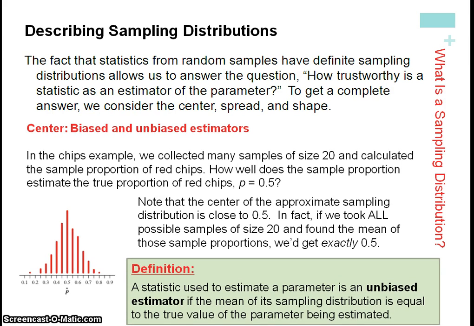Okay, so a statistic used to estimate a parameter is an unbiased estimator if the mean of its sampling distribution is equal to the true value of the parameter being estimated. X bar is also an example of an unbiased estimator. It will always be an unbiased estimator of mu. P hat is an unbiased estimator of p.